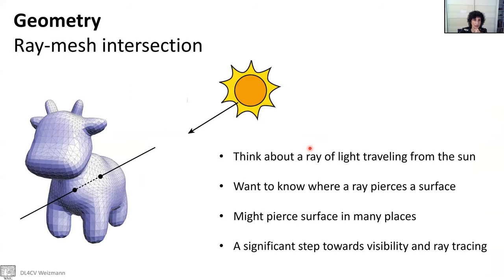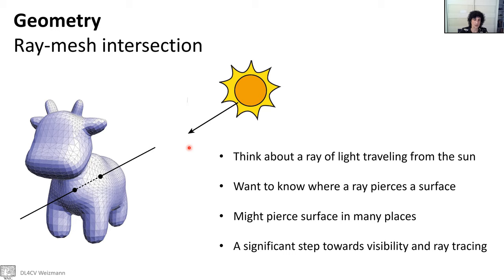Okay, we are moving to a very interesting topic, which is the essence of the rendering process, called ray mesh intersection. Think about a ray which travels from the sun, for example, and we want to know if, and where, the ray pierces the triangular mesh. For example, here it pierces twice, here and here. This is a crucial step towards visibility, ray tracing and rendering. So let's try to understand how we solve this problem.